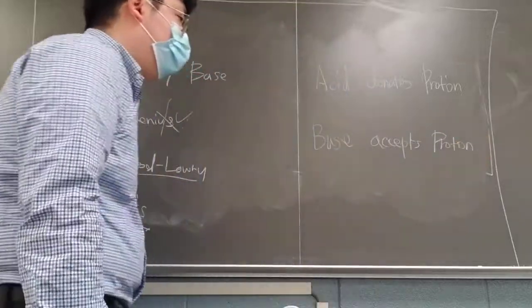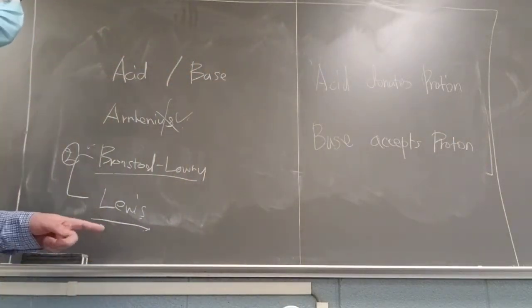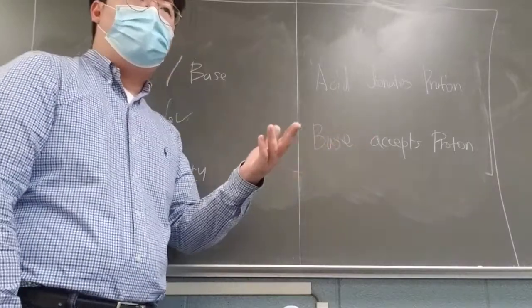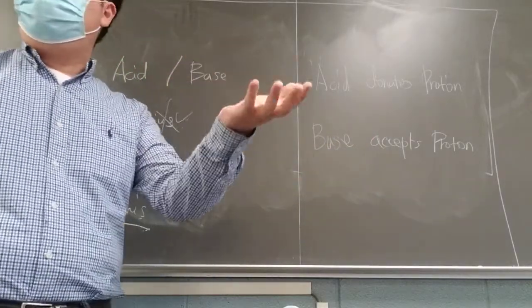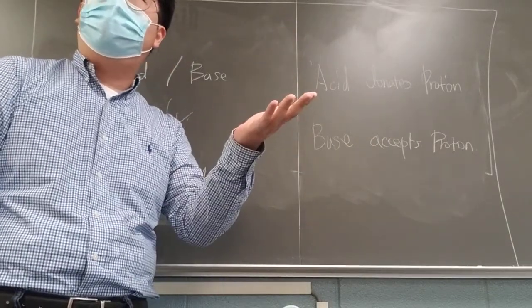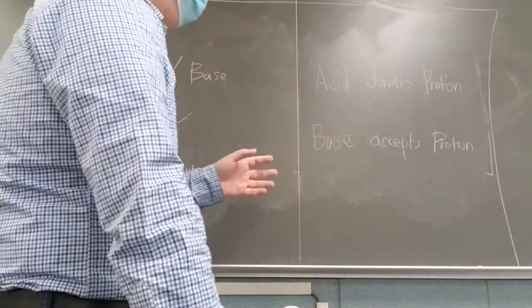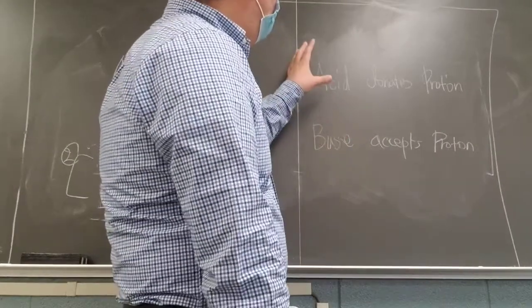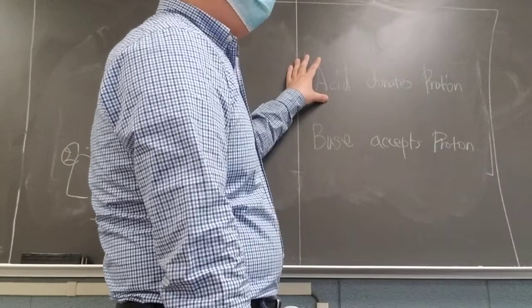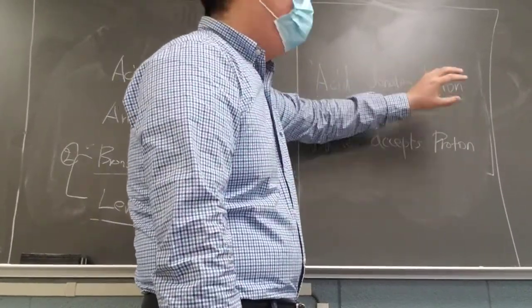We call this base. Okay. The Lewis one is actually vice versa. So, you know, proton is positively charged, right? So the electron is negatively charged. So in Lewis, a Lewis acid will actually take the electron pair.